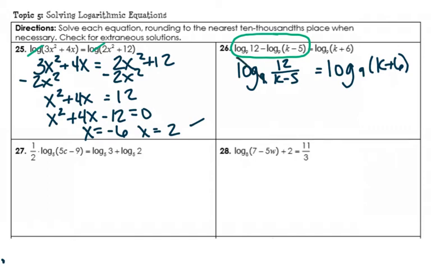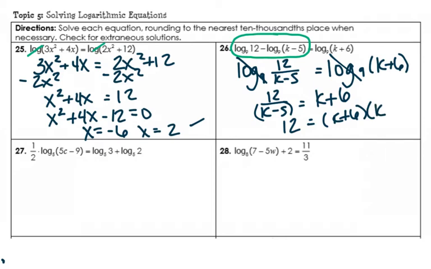Alright, so now the logs are the same. I can cancel them out. So I have 12 over k minus 5 equals k plus 6. So I need to get rid of this division, so I'm going to multiply it to the other side. So I have 12 equals k plus 6 times k minus 5. I have to distribute all of that together. You should know how to distribute by now.